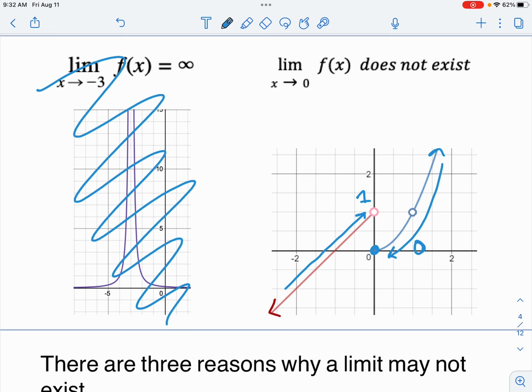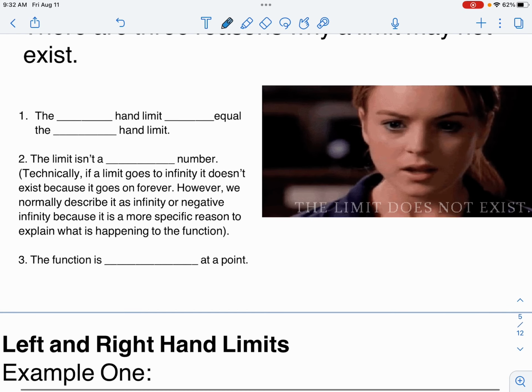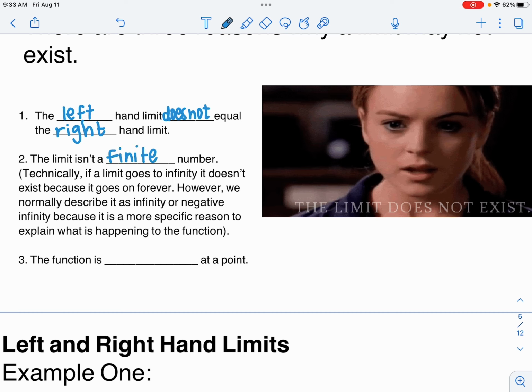And we've kind of seen some examples of 2 of these already. The first one is exactly what we just said. The left-hand limit does not equal the right-hand limit. So that's the first one. The second one is the limit isn't a finite number. And so if you can't remember what finite means, it just means it's actually a number. It's not imaginary. It actually exists. So like 4, 1,000, 2/3, -2,300,000. Those are finite numbers. And so sometimes the limit isn't going to approach anything finite.